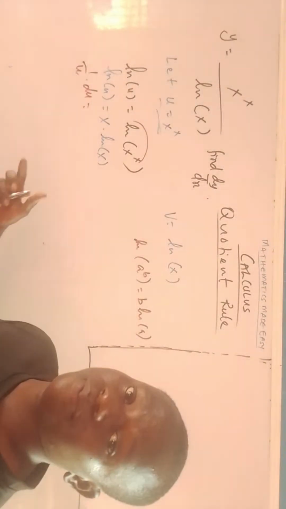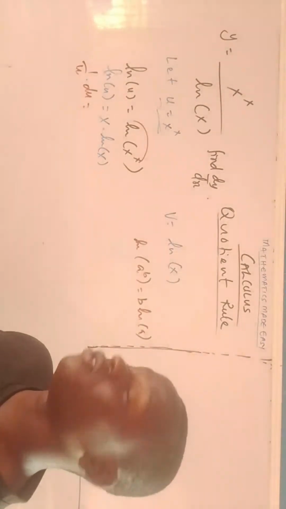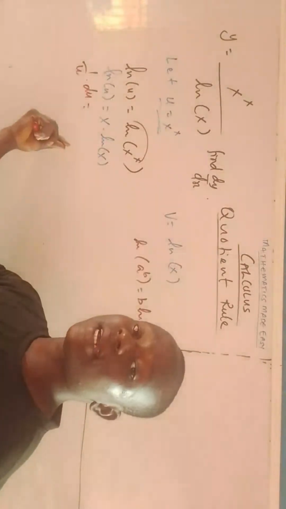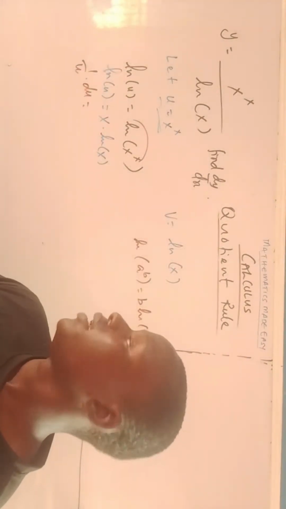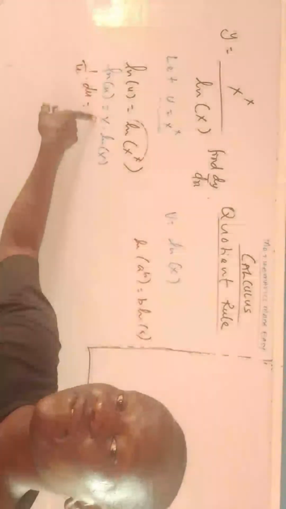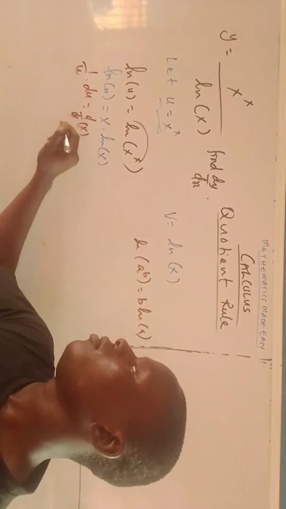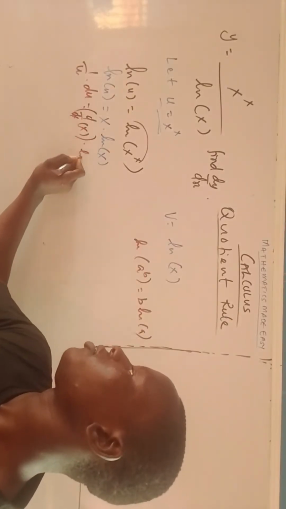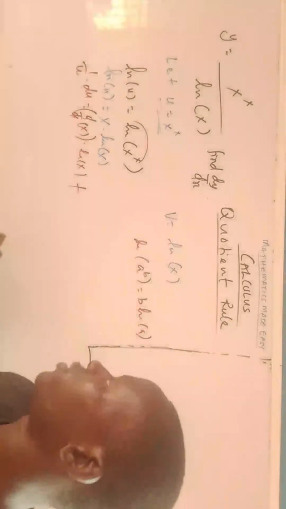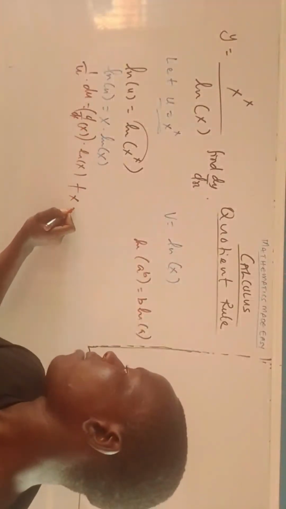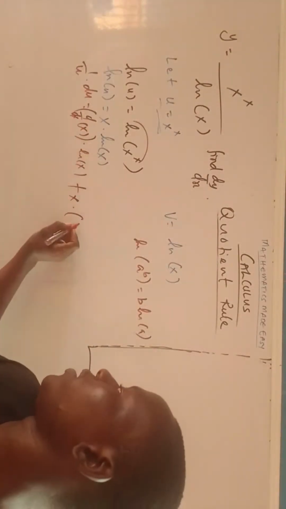Products rule, so that's what we're going to make use of. x is multiplying another function, natural log of x. So the first thing is to find the derivative of x. Then the answer that you got, multiplied by natural log of x, plus x multiplied by the derivative of natural log of x.